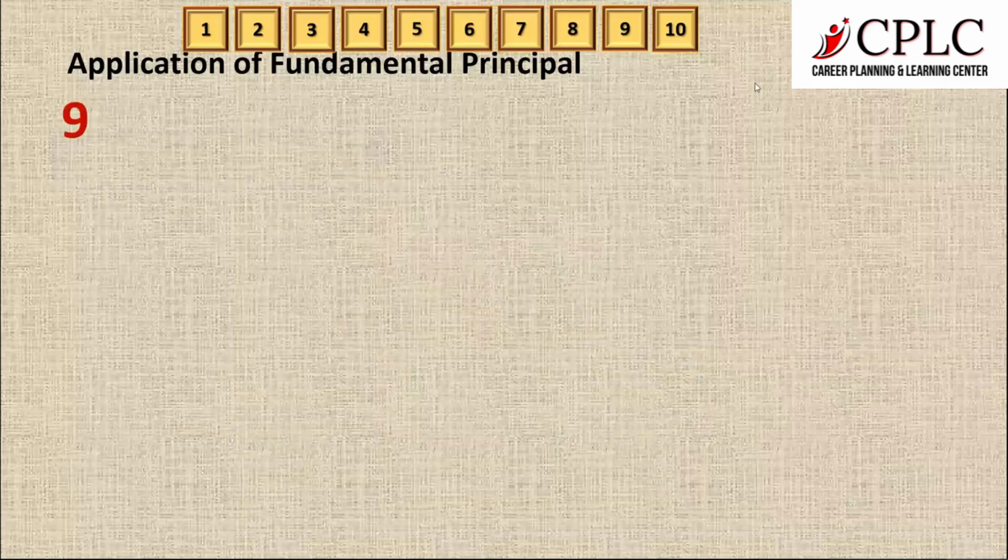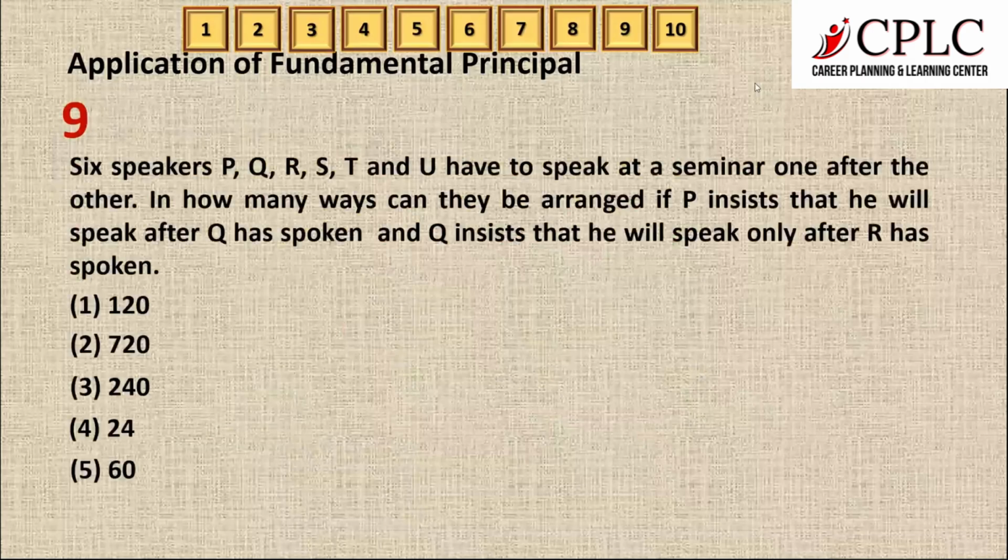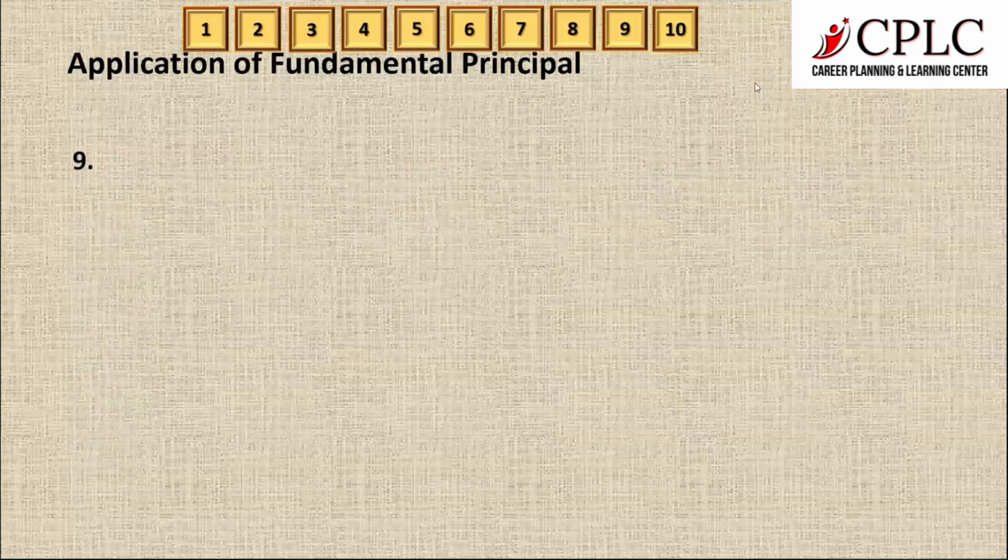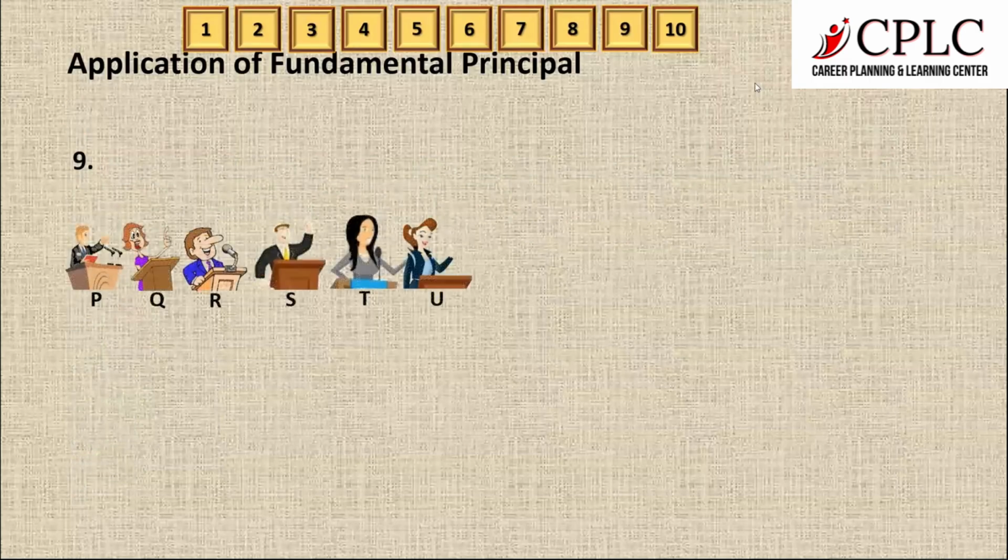Moving to the next question. 6 speakers, P, Q, R, S, T, and U have to speak at a seminar, one after the other. In how many ways can they be arranged if P insists that he will speak after Q has spoken, and Q insists that he will speak only after R has spoken? Now, there's a condition over here.